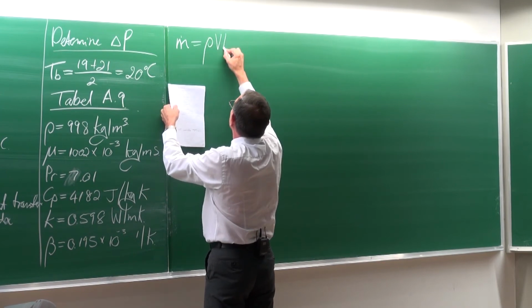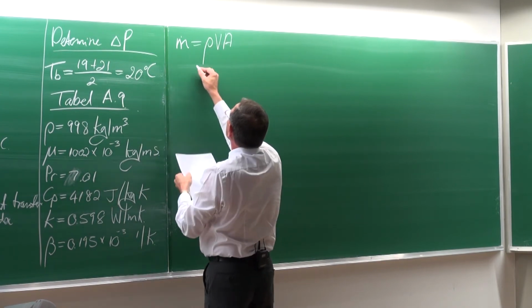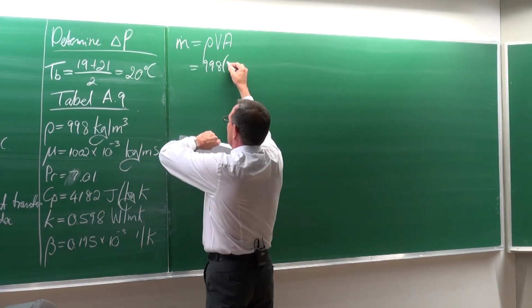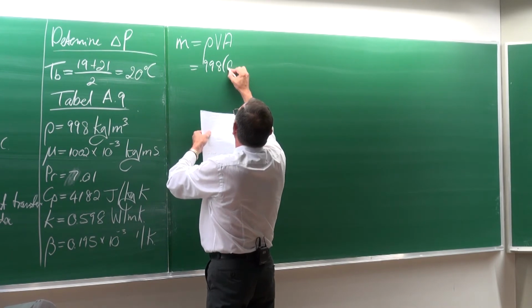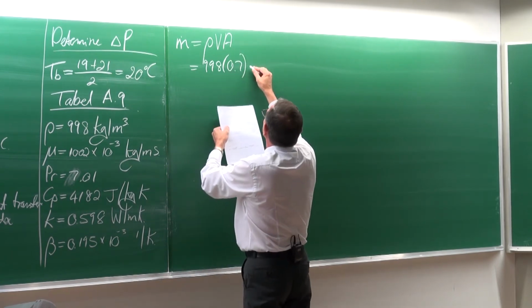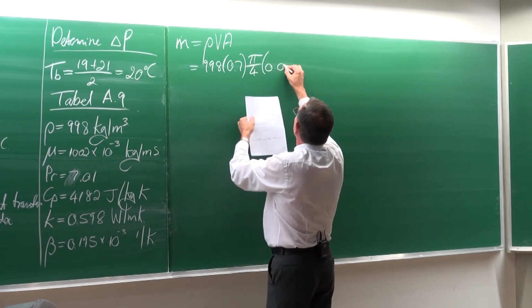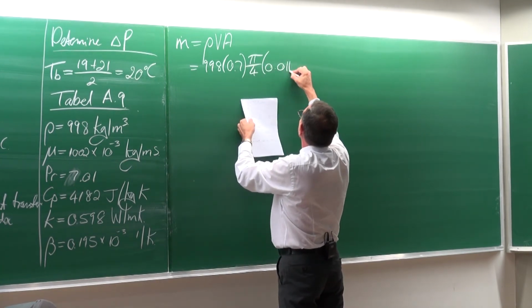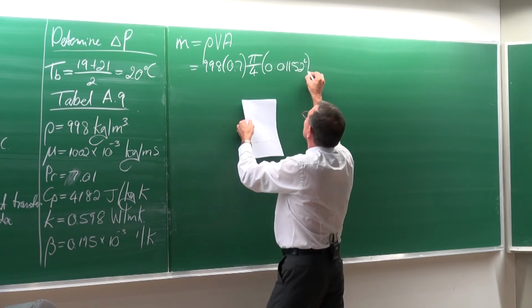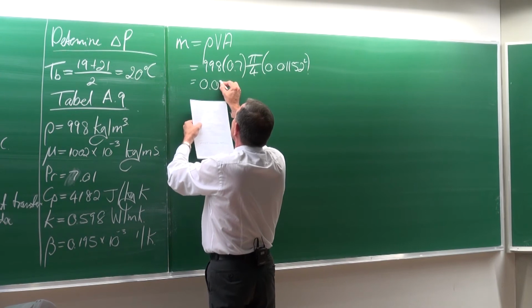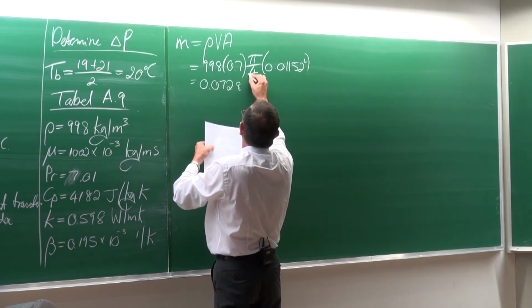Right. Now that we've got the properties, we can calculate the mass flow rate, which is equal to rho v multiplied by the area. The density is 998, the velocity is equal to 0.7. The cross-sectional area is pi divided by 4, 0.01152 squared, and that is equal to 0.0728 kilograms per second.